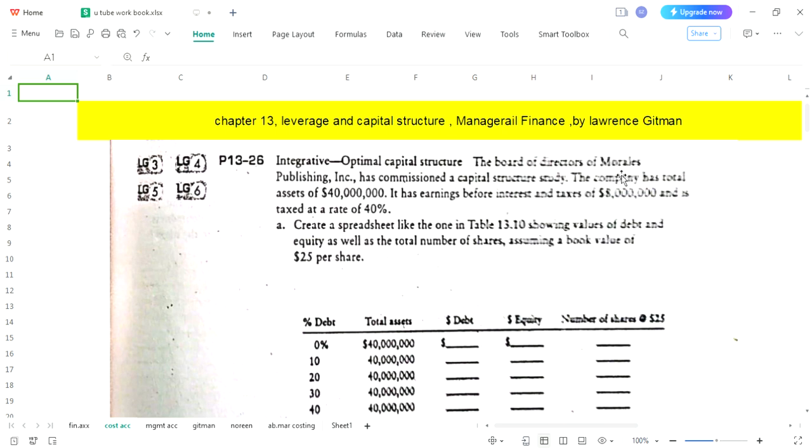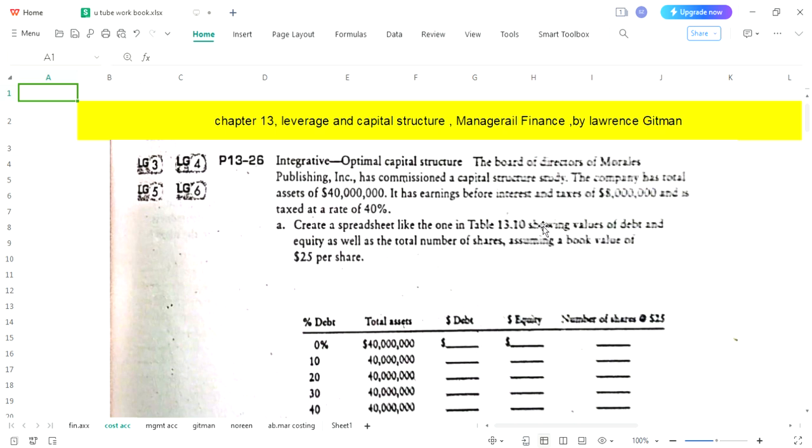The board of directors of this organization has commissioned a capital structure study. The company has total assets of 40 million. It means it's the total capital structure. Earnings before interest and tax is 8 million and is taxed at the rate of 40%. All right. Create a spreadsheet like 13.10. We don't know what 13.10 is, but we will follow this.